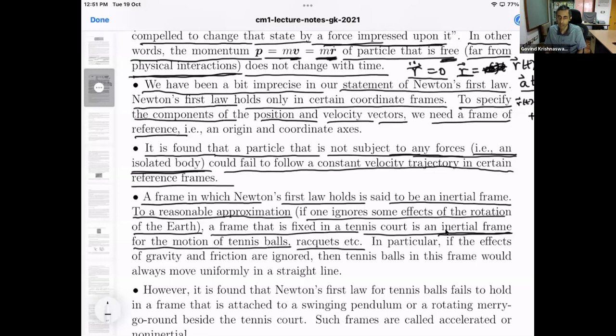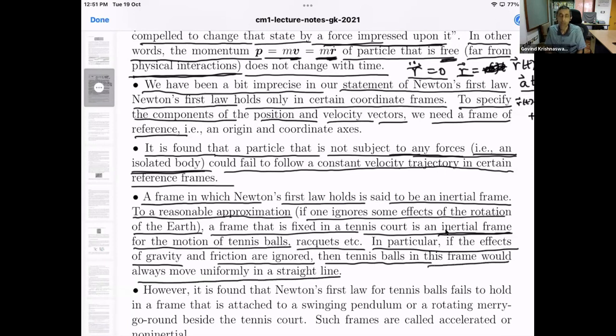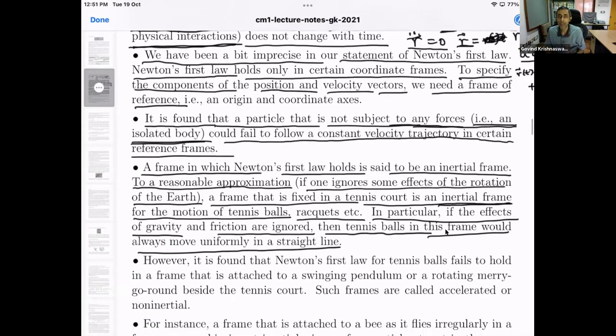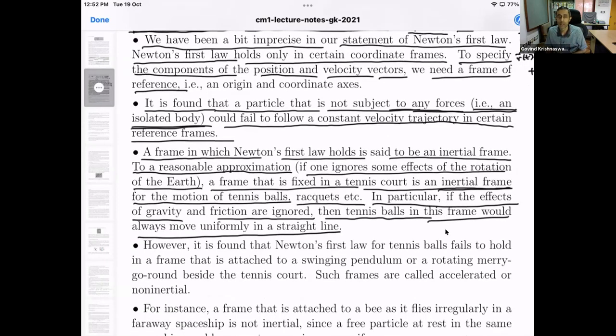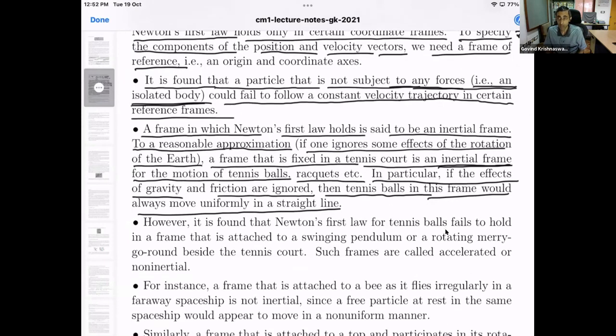What this means is that if the effects of gravity and friction are ignored, then tennis balls in such a frame would always move along a straight line uniformly. Now, this may seem obvious, but by simply changing our frame a little bit, you will see what the content of Newton's first law is. Let me emphasize that in the next statement.